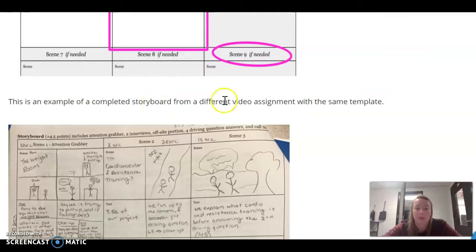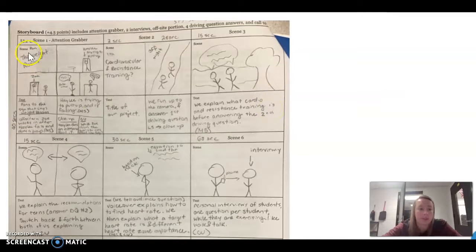This is an example of a completed storyboard. So they wrote in here the weight room. They drew a little picture. Okay, and then they wrote the text here of what's happening. How long, okay? If you can write how long, I think that's going to be a huge help. 30 seconds, 2 seconds, 30 seconds.